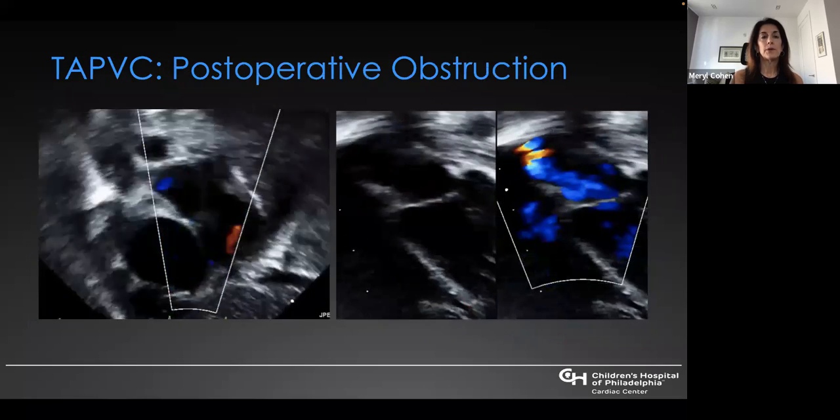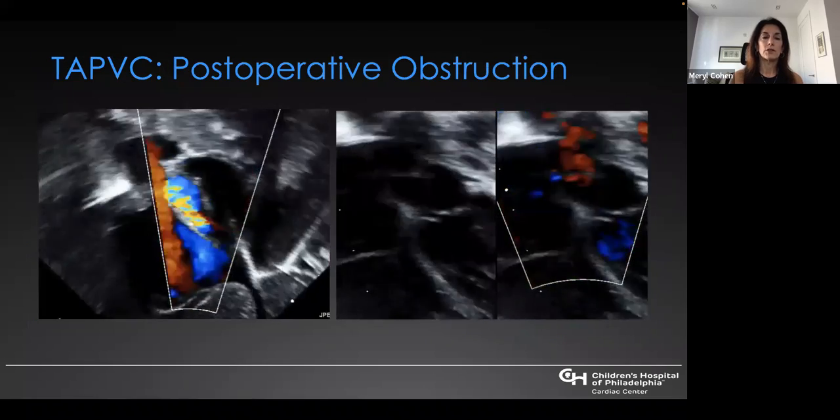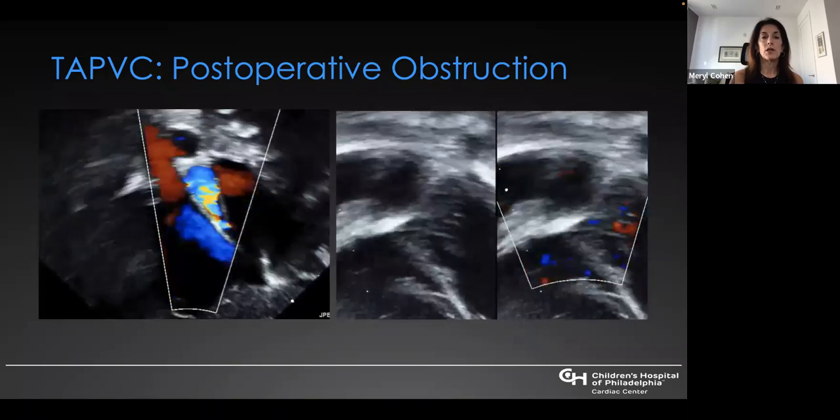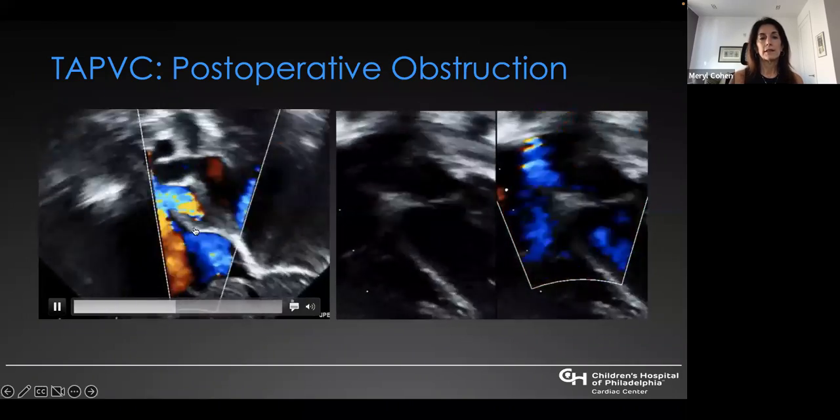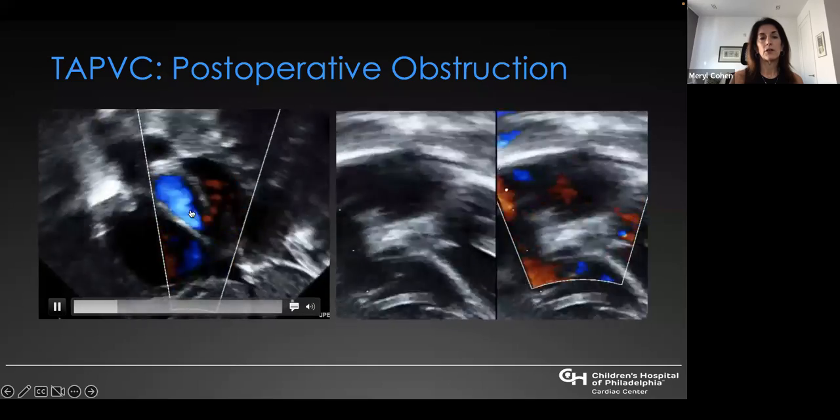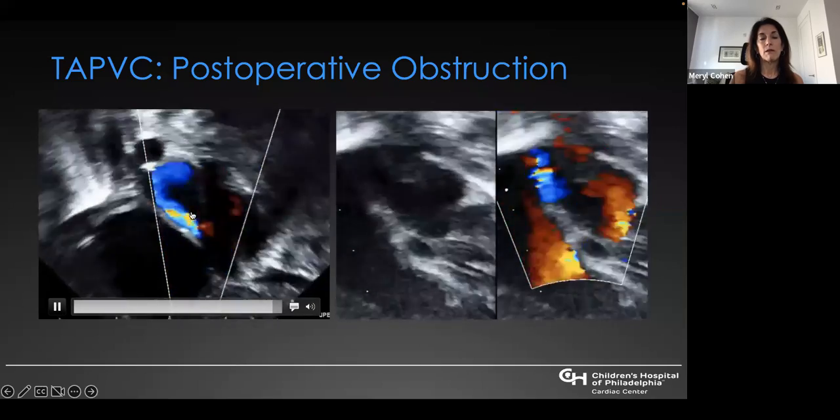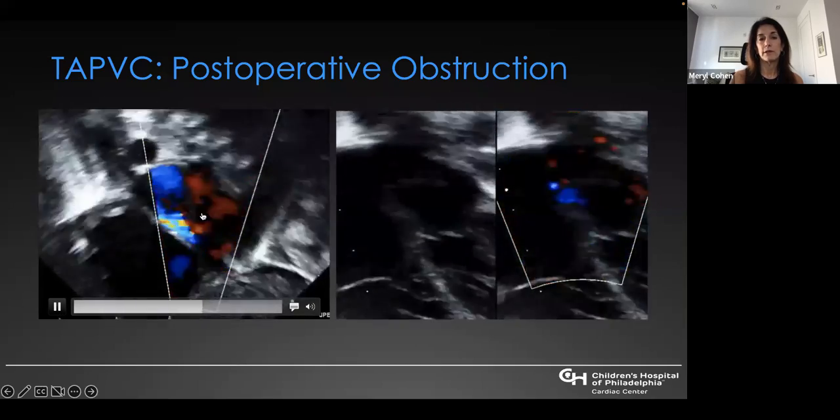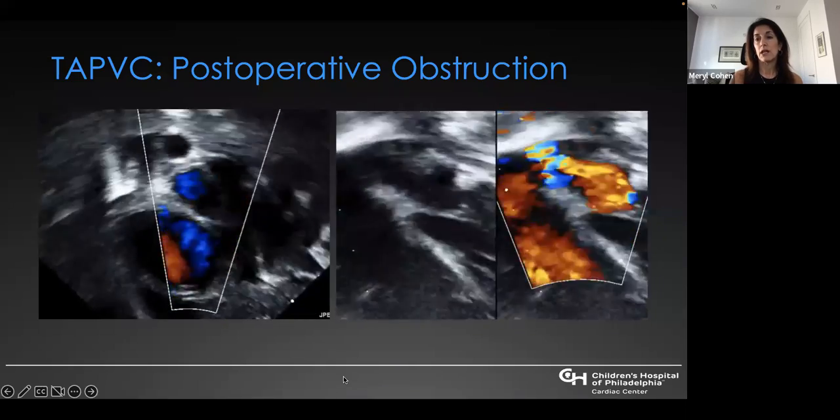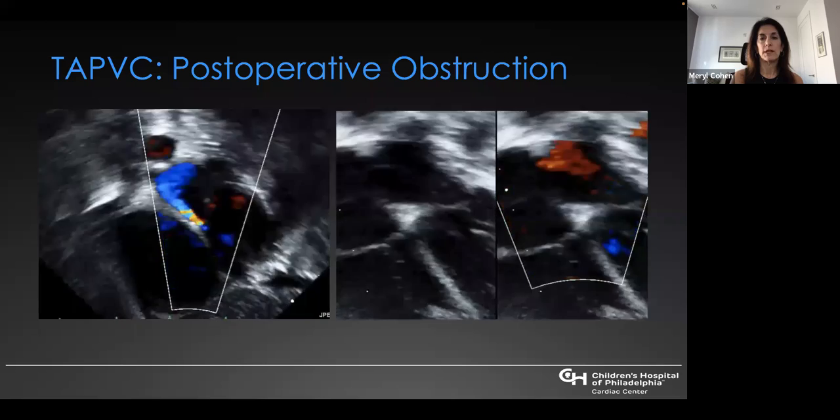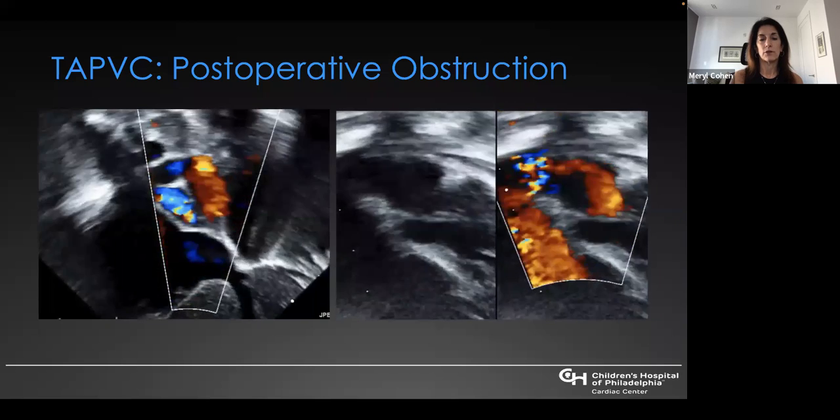Here is an example of total veins to the coronary sinus where the unroofing was inadequate. So you can see that the os has been closed, but there is significant narrowing from the residual roof of the coronary sinus in the left atrium. So this patient had significant obstruction and had to go back to the operating room to have further unroofing of the coronary sinus.